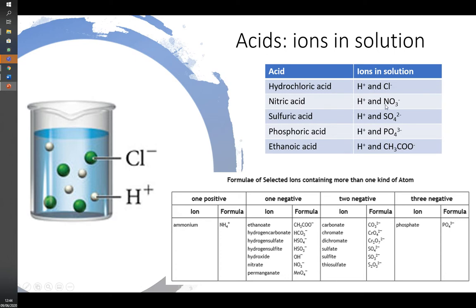In nitric acid, it's got the nitrate group ions. Sulfuric acid contains the sulfate group ion. Phosphoric acid contains the phosphate group ion. And ethanoic acid contains the ethanoate ion. You'll see, for example, the ethanoate ion is there on page 8 in your data book. So we can use page 8 in the data book to work out what ions are present using the name of the acid, and then we can work out the formula.